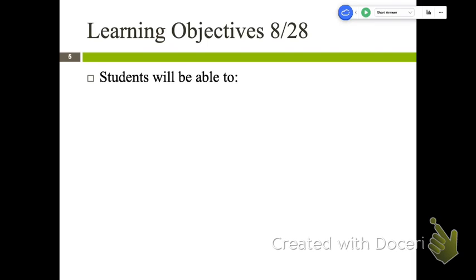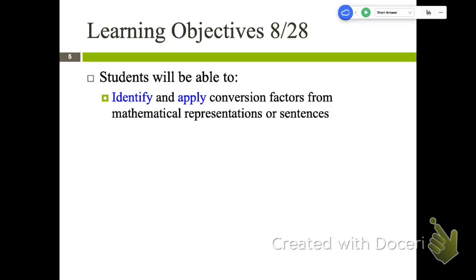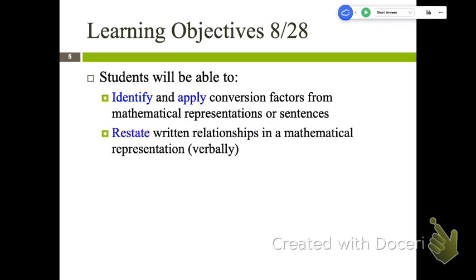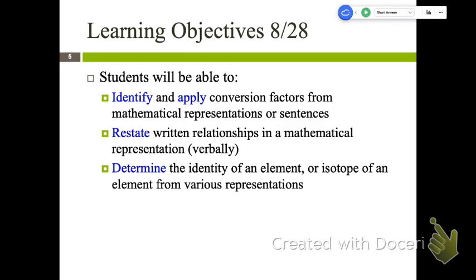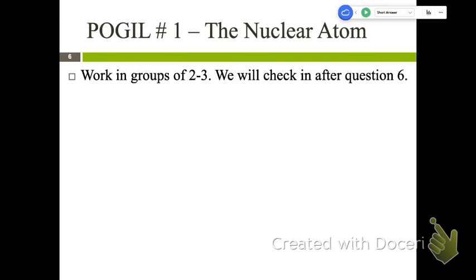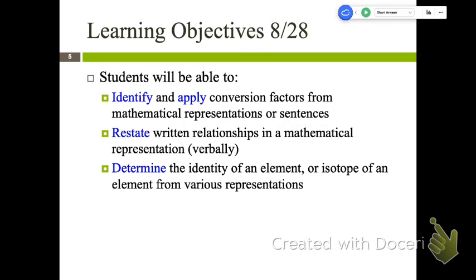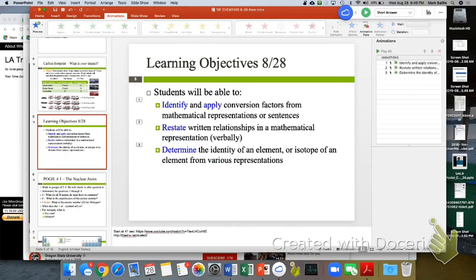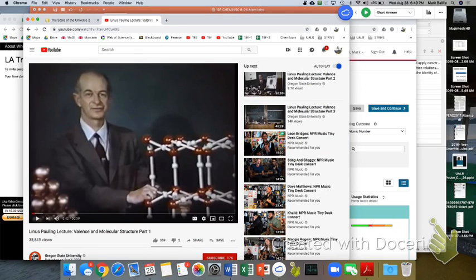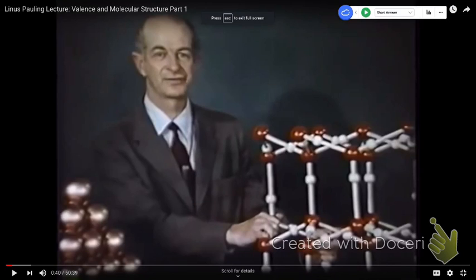So today, we're going to be working on unit conversion like we've done, and then we're going to talk about determining the identity of an element and isotope from various different representations. All right? So to start with, we are going to watch a video by one of the quirkiest, most sciencey looking dudes, Linus Pauling.